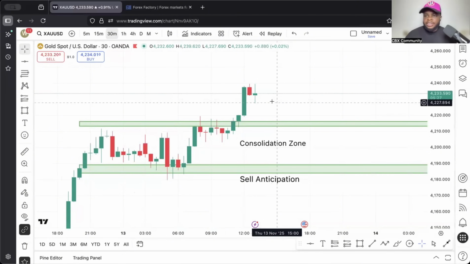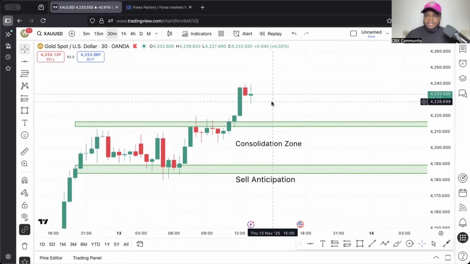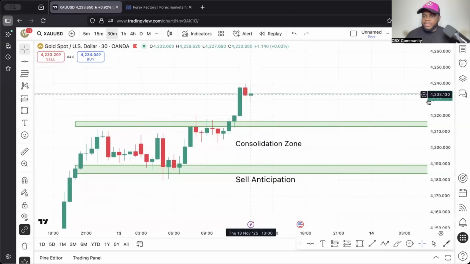So for now, let's just be patient and see how this candle will close, since this candle is left with 5 minutes before it closes.